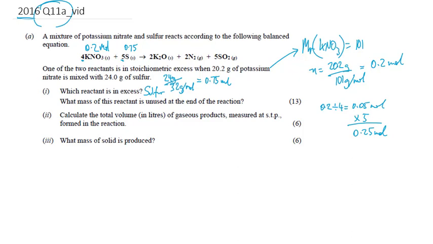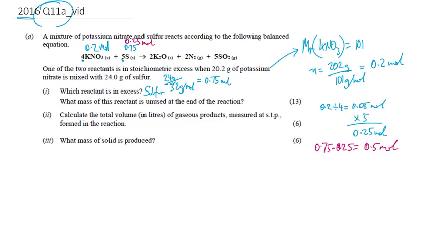So that's how much we need for 0.2 moles to react completely with this. I'll just put it in pink up there, 0.25 moles. So we've got in excess, it's 0.75, so 0.75 minus 0.25 equals 0.5 moles. That's excess, unused.